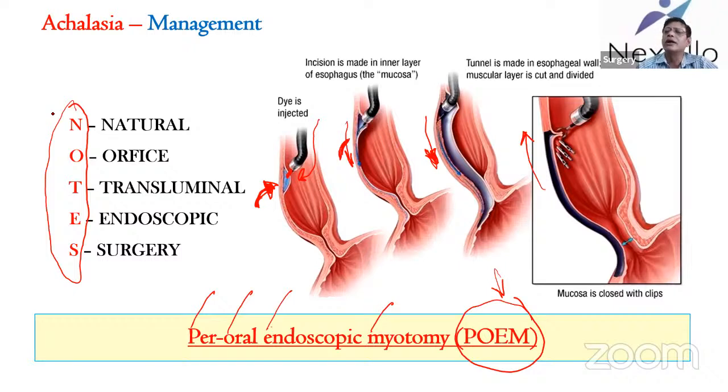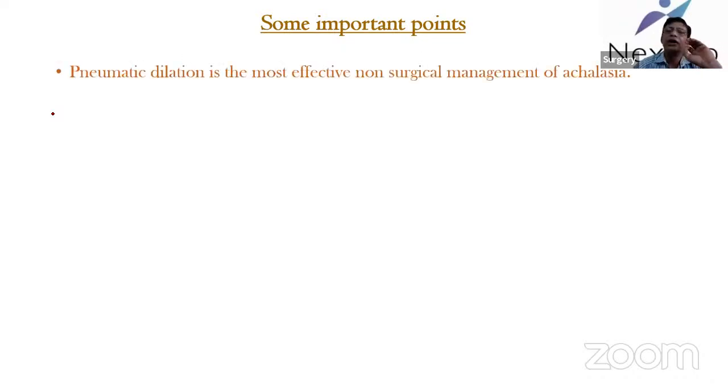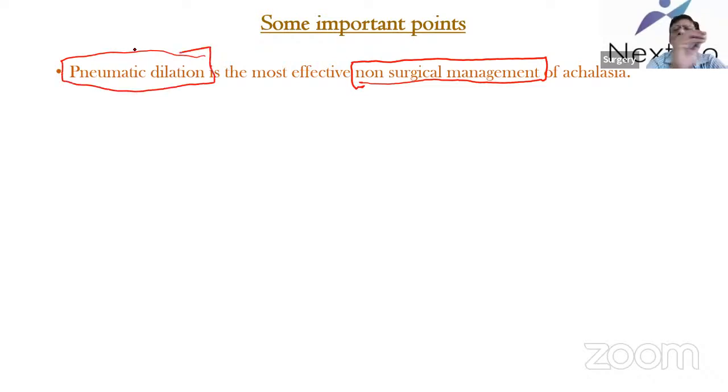So this was our achalasia cardia. The next important motility disorder is our diffuse esophageal spasm. But before that, some important points regarding the achalasia cardia. If we go in for the non-surgical management of achalasia cardia, we had a number of options. We had the smooth muscle relaxants like the calcium channel blockers and the nitrates. And then we also had the botulinum injection. Amongst the non-surgical management options that we have, pneumatic dilation is the most effective non-surgical management for achalasia.